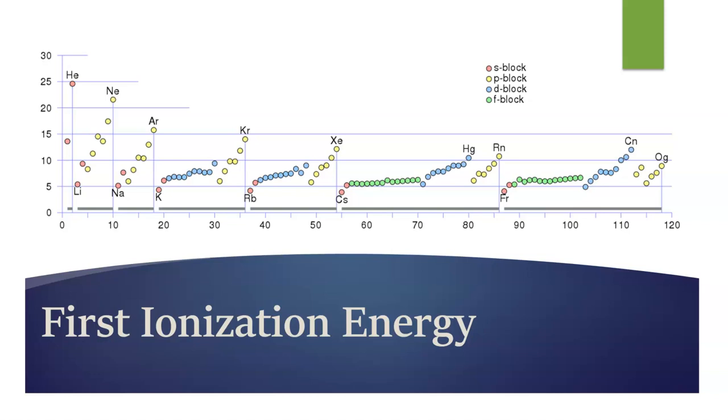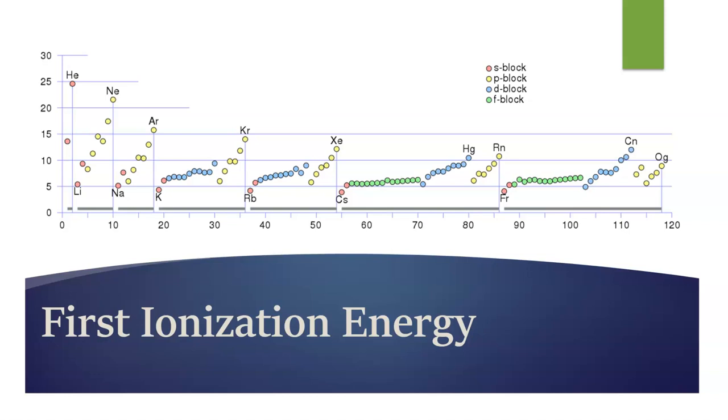The next few periodic properties concern the behavior of atoms in bonding situations. The ionization energy of an atom is the amount of energy required to form a cation. The more energy needed, the more difficult it is for an element to lose electrons. This graph shows the first ionization energy for all 118 elements. This is the energy needed to turn a neutral atom into a +1 cation.